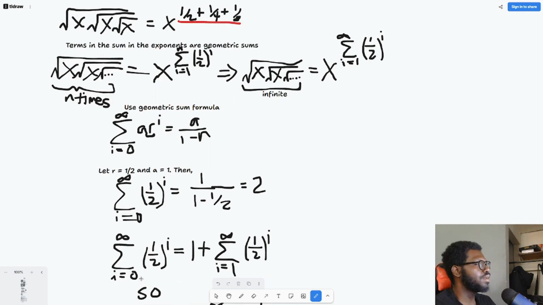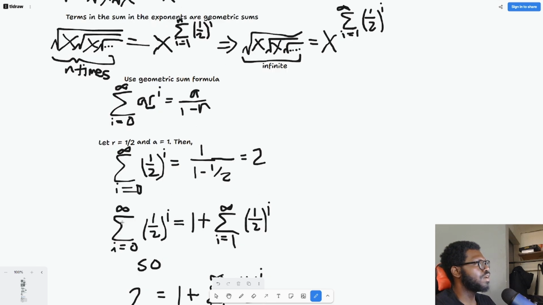And I have that written. We know the sum from i equals 0 to infinity of 1 over 2 to the i is equal to 1 plus the sum from i equals 1 to infinity of 1 over 2 to the i. Here I wrote 1 because this is just the first term in the sum. 1 is just 1 over 2 to the 0, right? And 1 over 2 to the 0 power is 1.